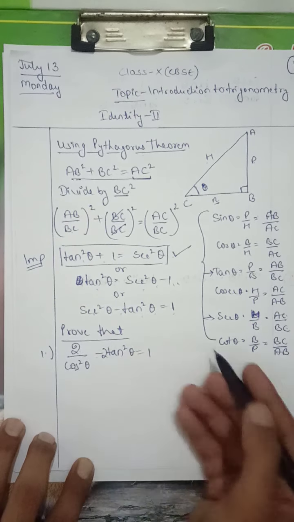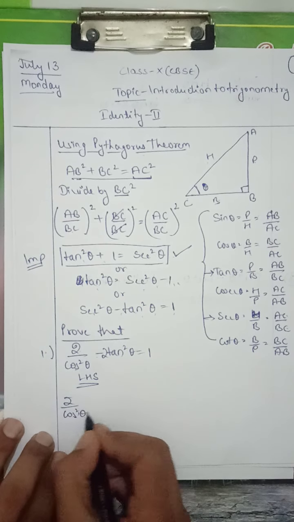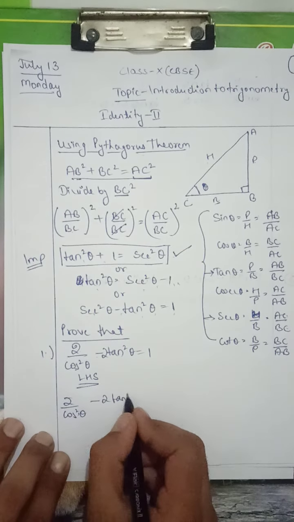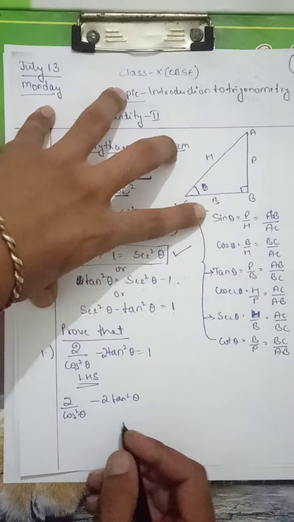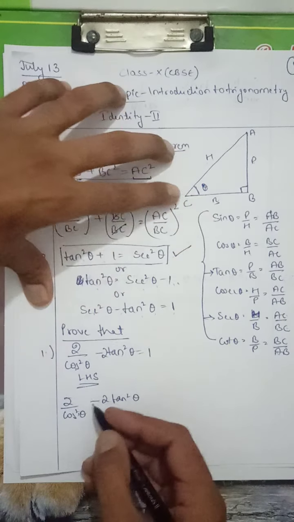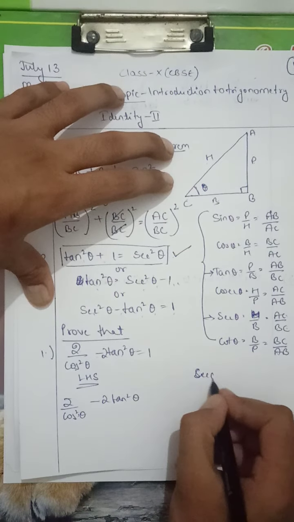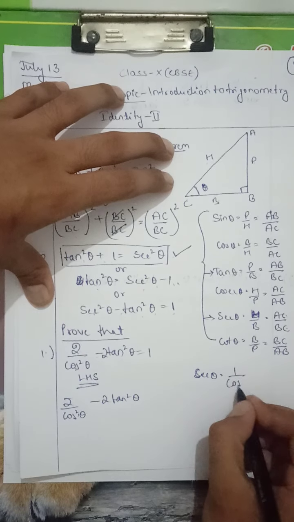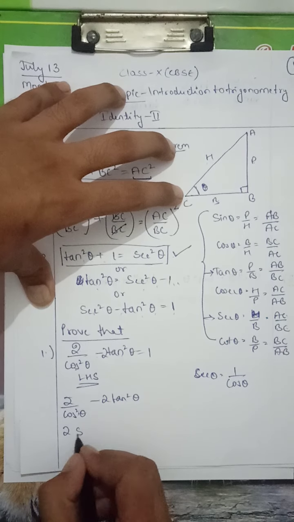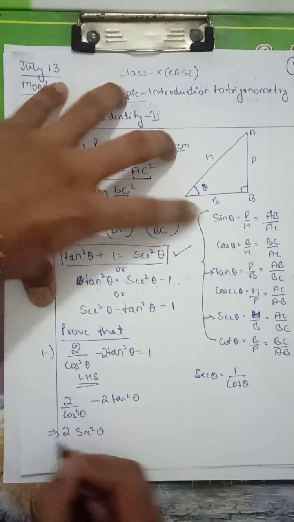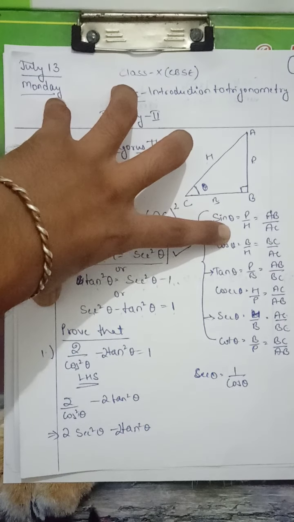Taking left hand side, what you have? 2 upon cos square theta minus 2 tan square theta. Now we have already discussed in the previous video that 1 upon cos theta is sec theta. Now here we have 1 upon cos square theta, so 2 secant square theta minus 2 tan square theta.